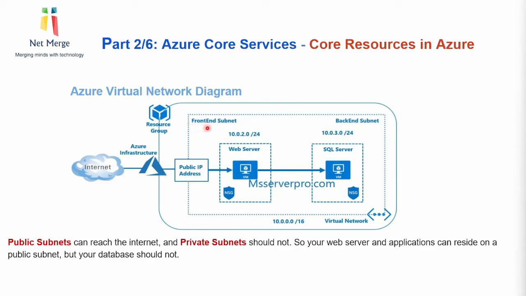Now let's talk about the Azure Virtual Network diagram. So this is your subnet in general. This is your public internet. This is Azure. This is your public IP, your client-facing IP. This is your front end subnet. This is your back end where you have your database. It's private. This is your general VNet network, and this is your public IP address with your CIDR range. Now, public IP can reach the internet. You need to understand that. Private subnet should not. So your web server and applications should reside on a public subnet, but your database should not.